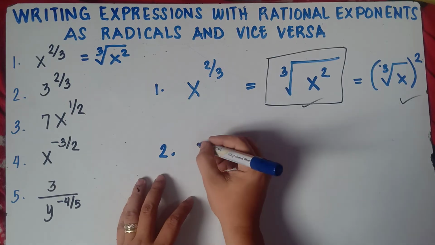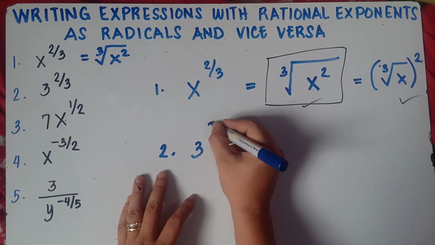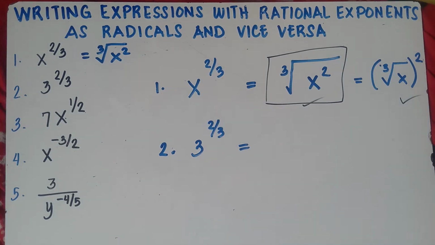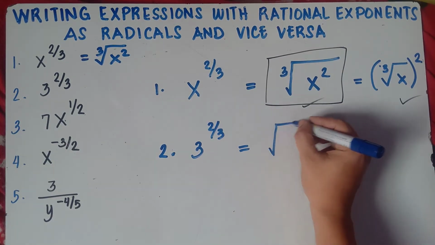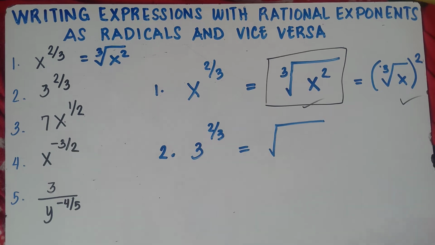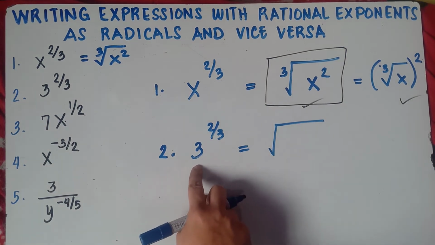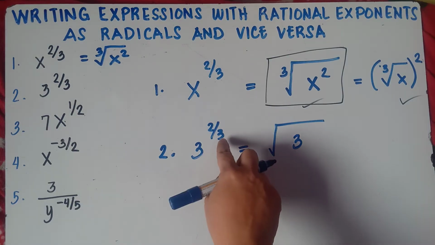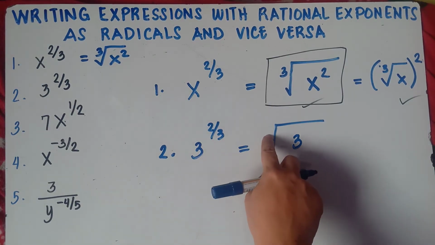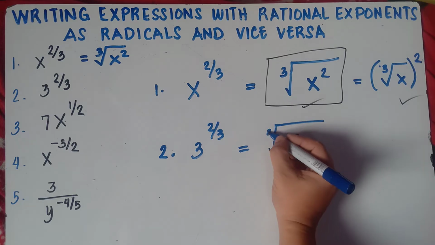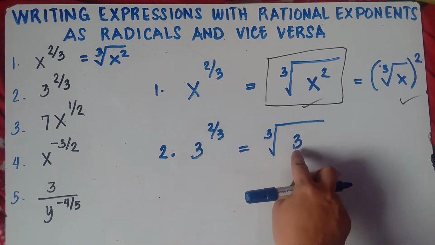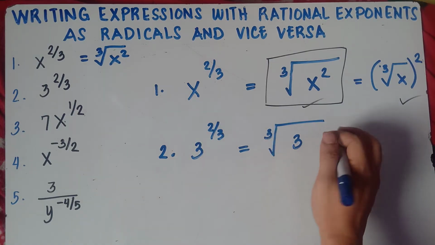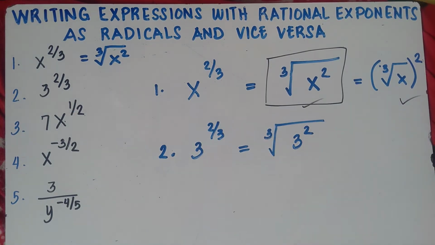So what if you have 3 raised to the power of 2 over 3. This is equivalent to, once again, put a radical symbol. Alright. And then this 3, you put it inside the radical symbol. And this denominator 3 will be the index. You put it here. And then this 2 will be the exponent of 3 inside this radical symbol. Right? This 2 will be the exponent of 3. That's it, class. That's the answer there.